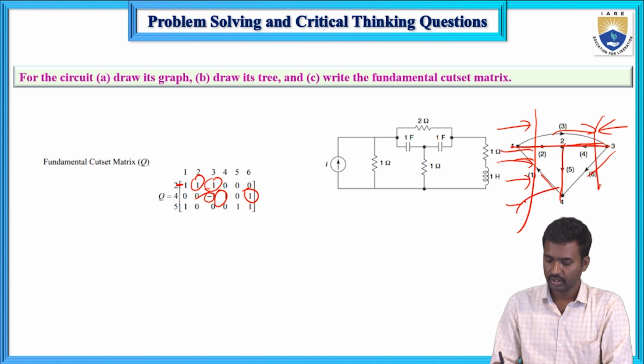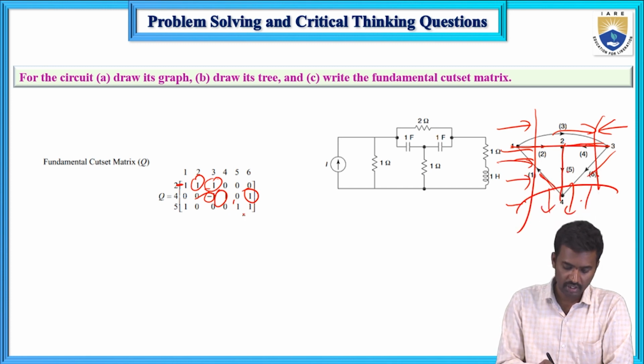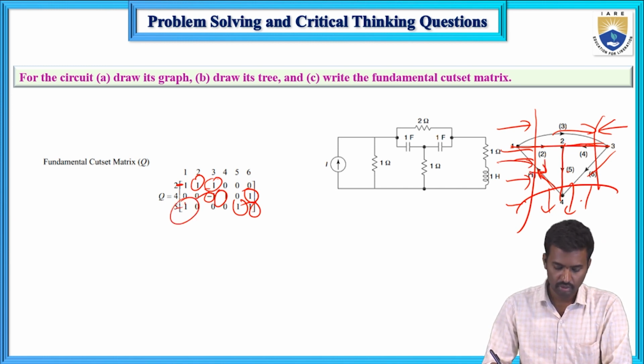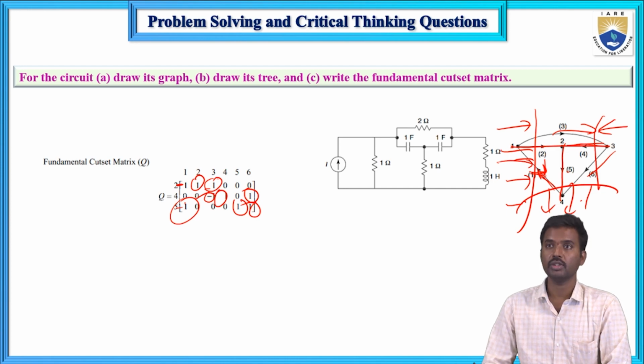And next, in this case, the fifth one. So the associated elements: 1 is downwards, 5 and 6 are downwards. So 5, 6, and 1, and this one is minus. I think it should be in the minus downwards direction.